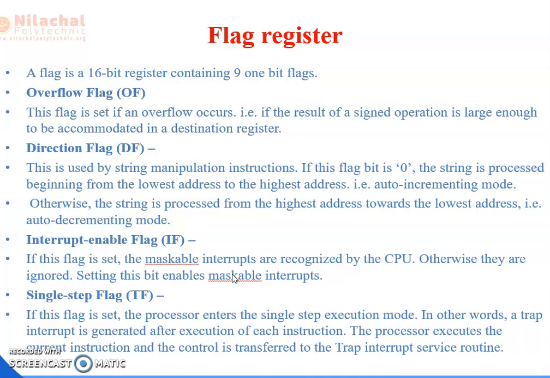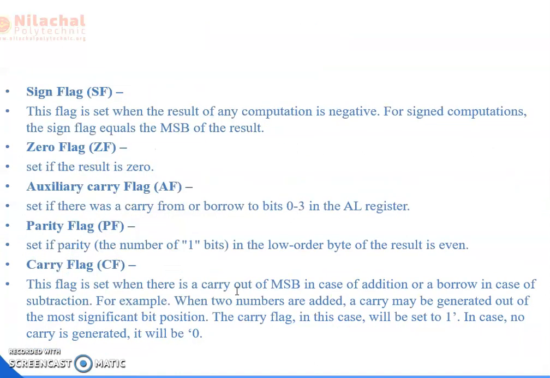If this flag is set, the maskable interrupts are recognized by the CPU. Otherwise, they are ignored. Setting this bit enables maskable interrupts. Then single step flag. If this flag is set, the processor enters the single step execution mode. In other words, a trap interrupt is generated after execution of each instruction. The processor executes the current instruction and the control is transferred to the trap interrupt service routine.